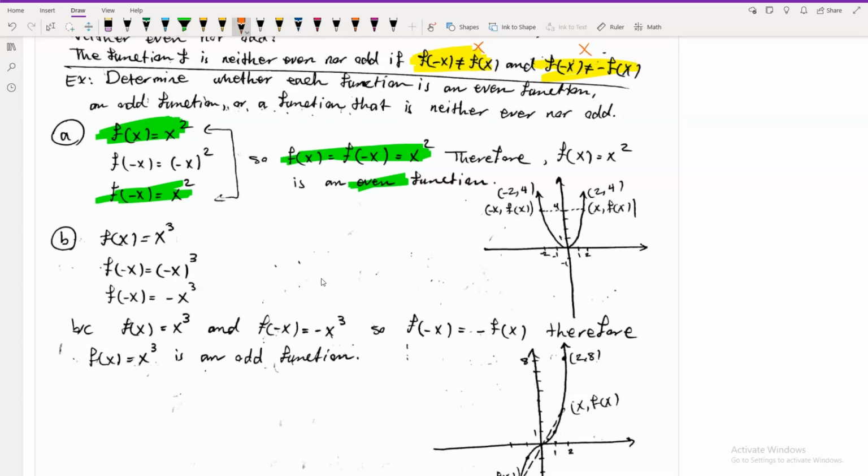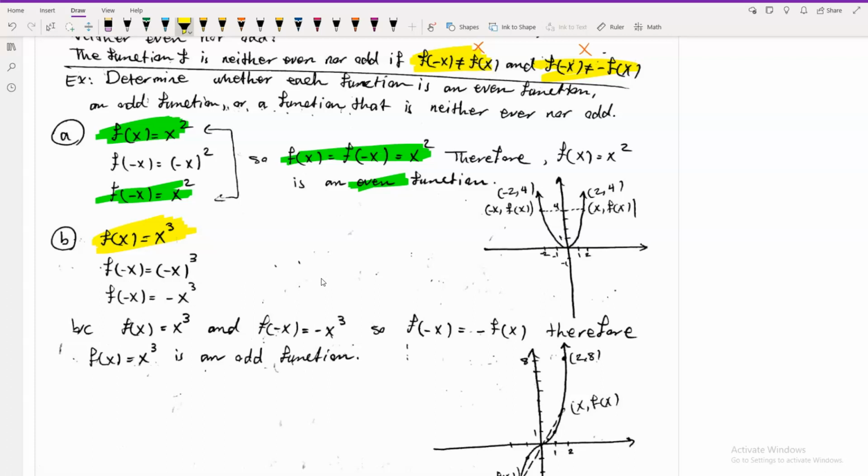And we have this graph for x squared. And this is symmetric with respect to the y-axis. Part B, f of x equal to x cubed. Substitute negative x for x. So f of negative x is equal to negative x to the third power.